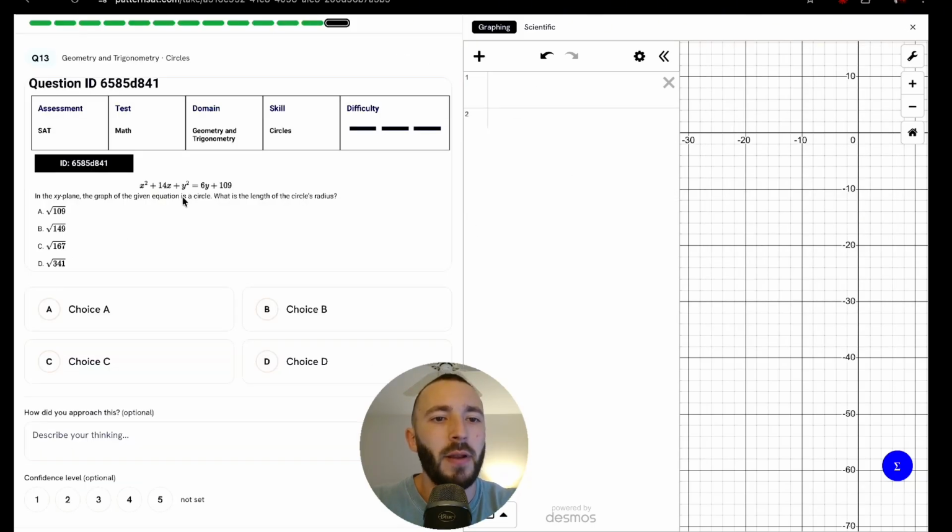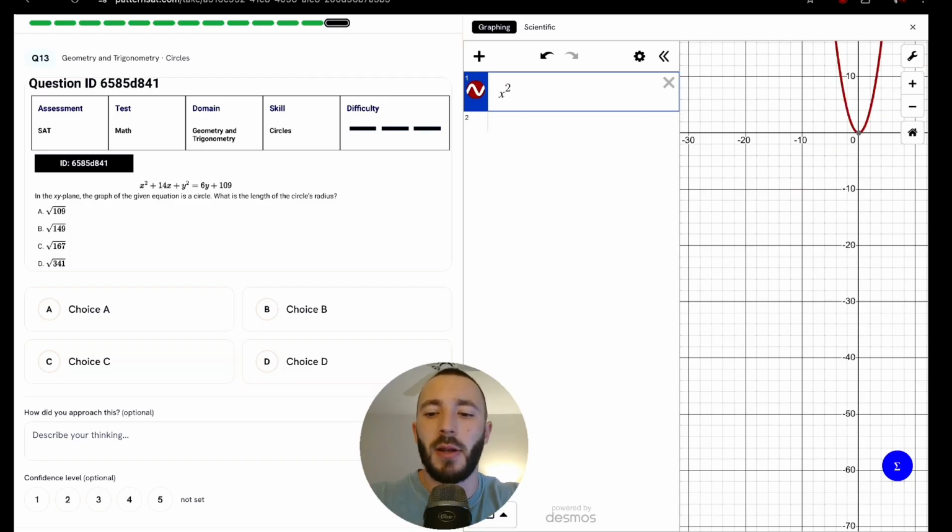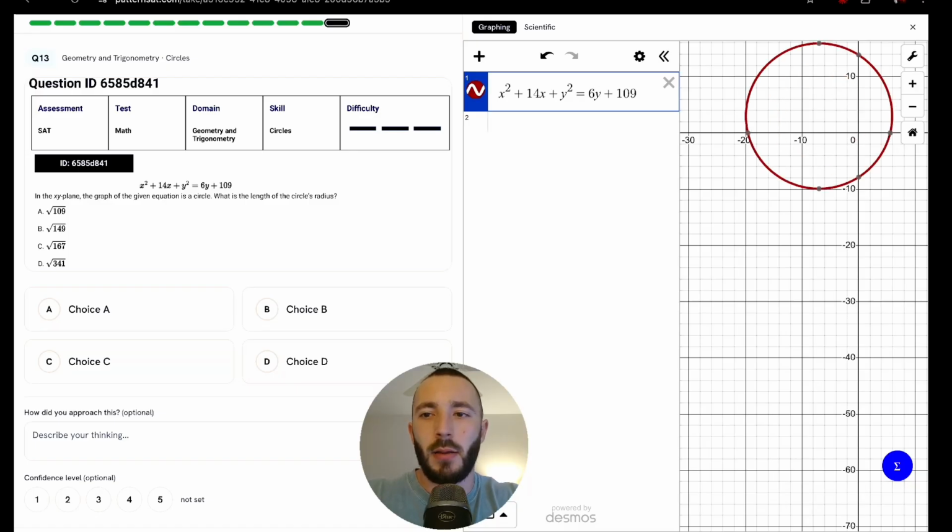X squared plus 14x plus y squared. This looks like a circle. Okay, in the xy plane, the graph of the given equation is a circle. What's the length of the radius? Again, we're just going to graph it. So I'm just literally going to type it in exactly as it's written. 14x plus y squared equals 6y plus 109.